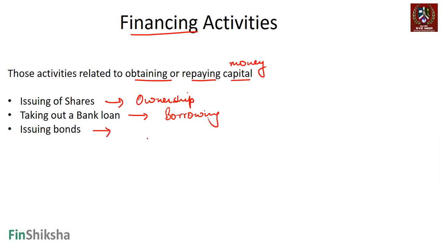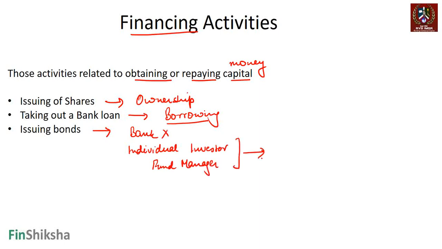Issuing bonds, right? Bonds are kind of borrowings only, but instead of a bank, you're going to either individual investors or some fund manager, right? If you raise money from a bank, that's a loan. If the same loan, however, gets taken from some individual investors or fund managers, that is called a bond. But it is nevertheless a money raising activity. More about bonds at a later point of time in probably some other subject. We don't necessarily need to bother too much about bonds at this point.